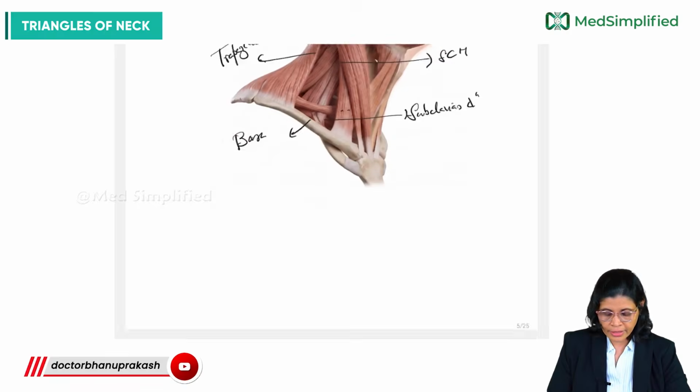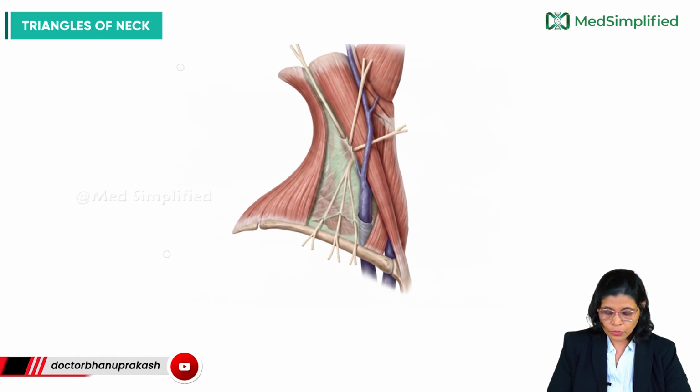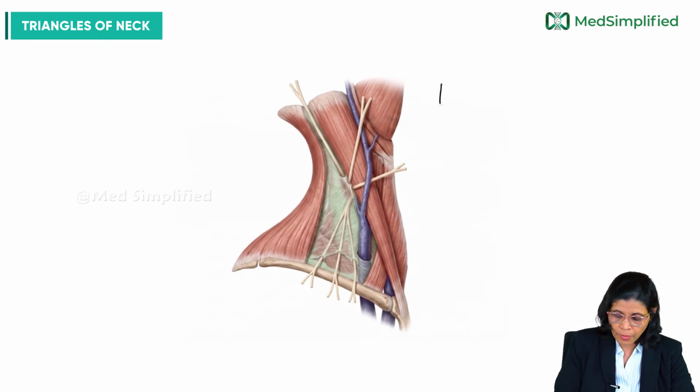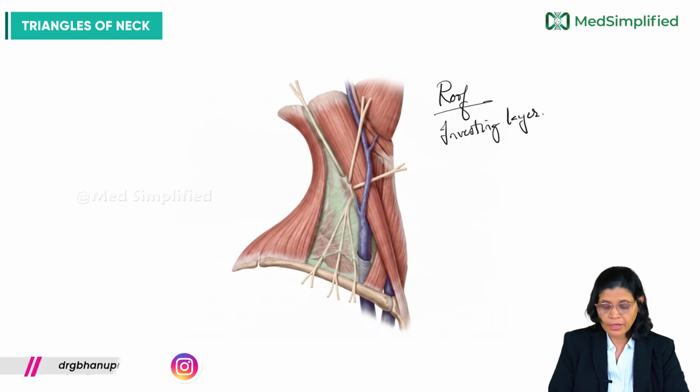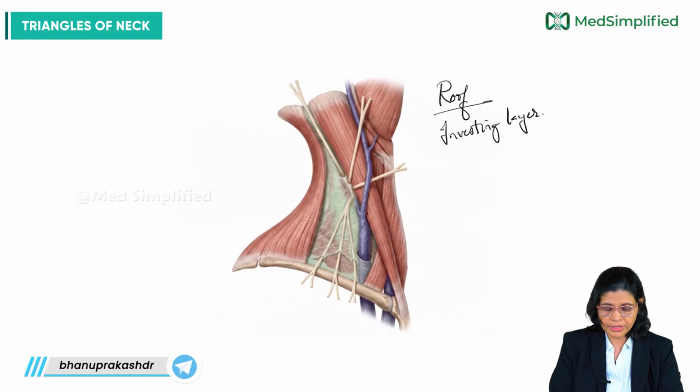When we say the boundaries, it also includes the roof and the floor. The roof is formed by the investing layer of the deep cervical fascia. This fascia stretches between the sternocleidomastoid and the trapezius, forming the roof. The roof is pierced.